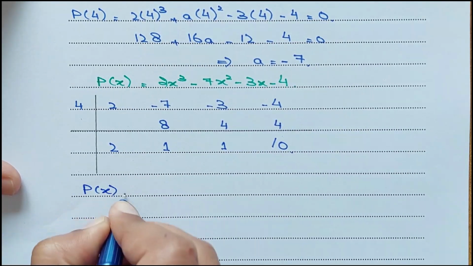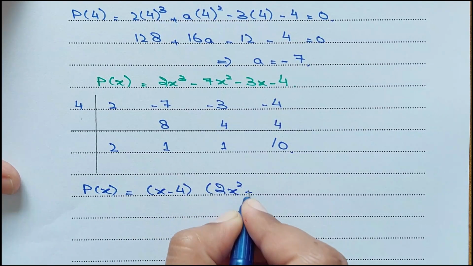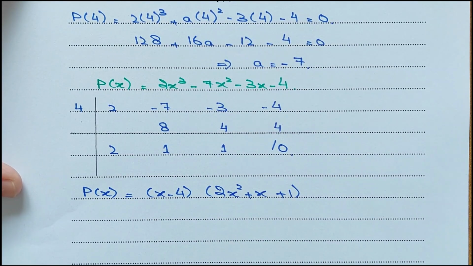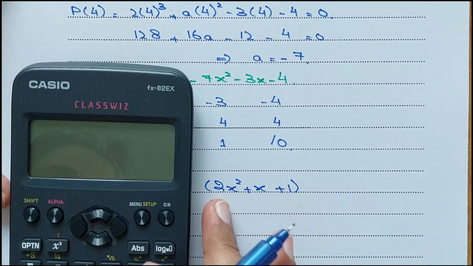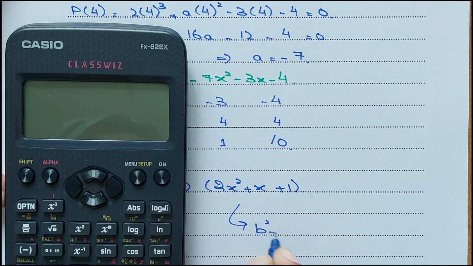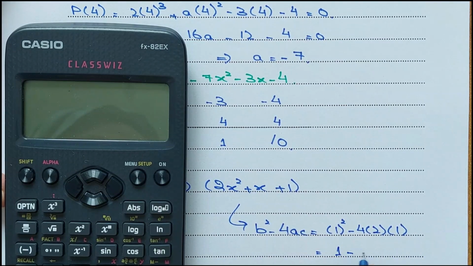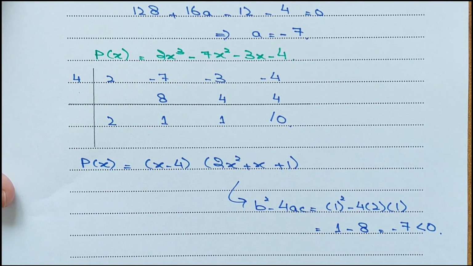So we can write p of x as x minus 4 times 2x squared plus x plus 1, right? Now factorize this quadratic equation. Before factorization, let me check the discriminant, whether it has real roots. It is b squared minus 4ac. So b squared is 1 squared minus 4 times the a value and the c value. So this is 1 minus 8, which is negative 7. This is less than 0, so it has no real solution. So this is the only factorized form for the polynomial.